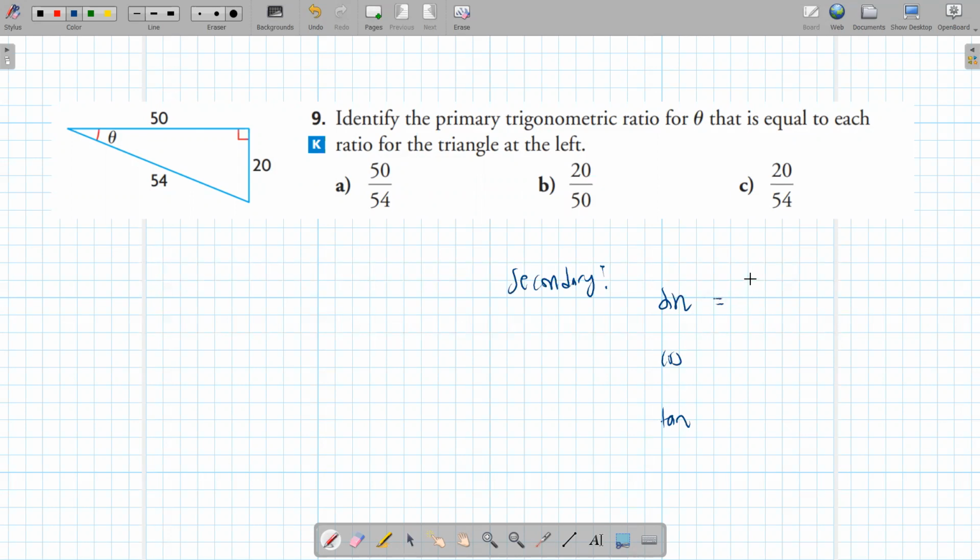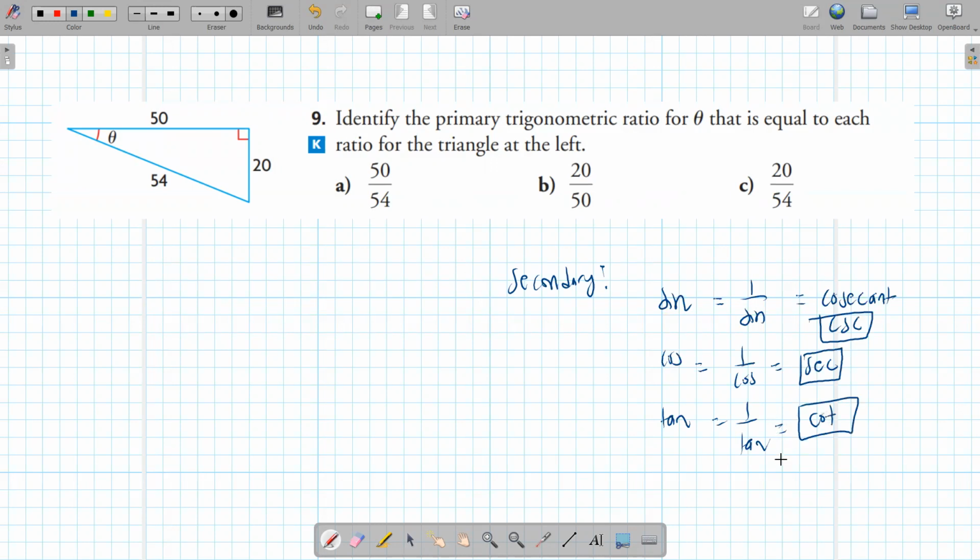Secondary just means 1 over sine. You just flip it upside down. And that gives us a new function. It's called cosecant, written as CSC. Same thing with cosine. We flip this, 1 over cosine, and that gives us something called the sec function. Tan, we flip it upside down. It gives us the cot function. Okay, and these are called secondary. We won't do them here, but they do exist. I'll see if they come up. I guess we'll have to do them.